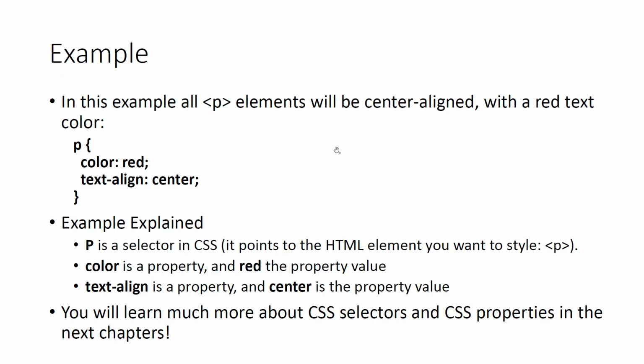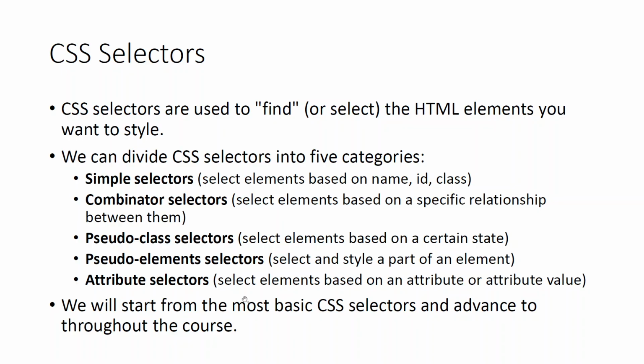We shall cover that under colors. So just to explain this again, P in this case is our selector, color is one of the properties, and red is the value of that particular property. Then the second one is text align, which is also a property, and center is its value. Let's run through the different selectors we have in CSS, and later we shall come to examples of how we can place them.